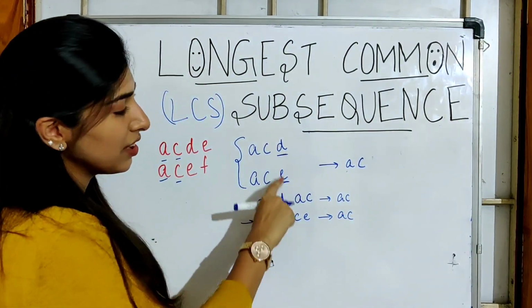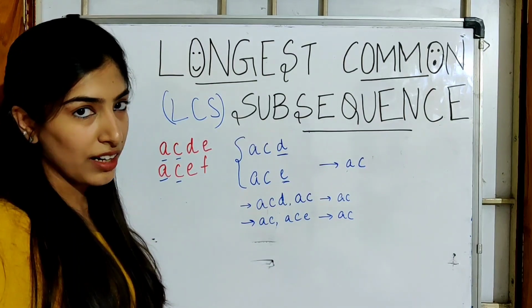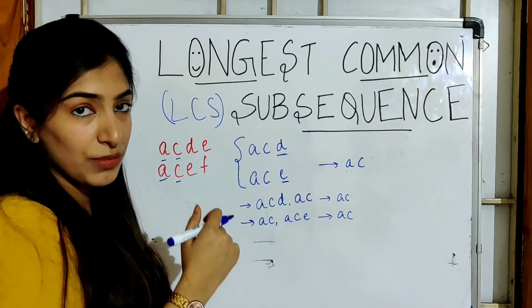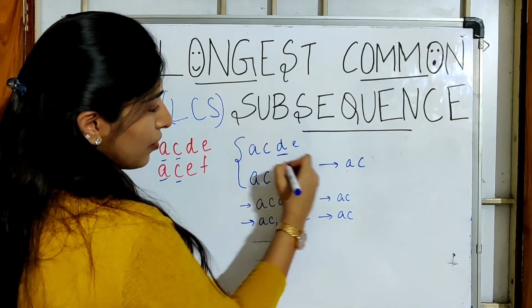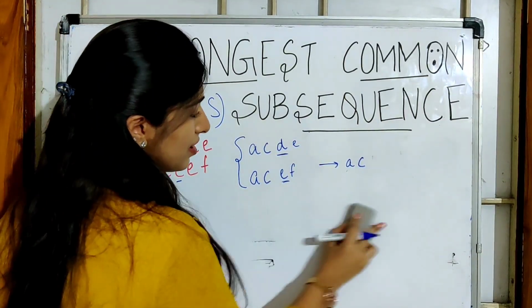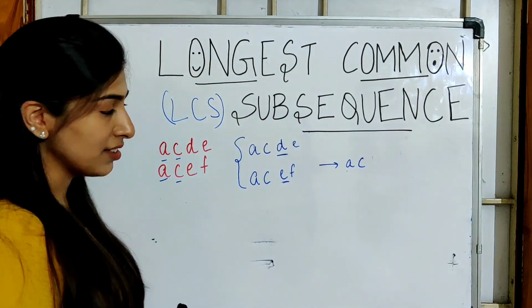So we know neither D nor E is contributing to our answer. Okay, it will be clearer when we come to the next elements. Now we take E and F. Now let us check whether this E or F will contribute to our answers.